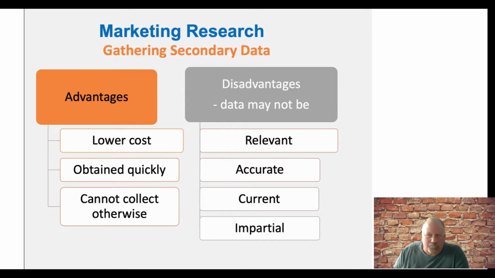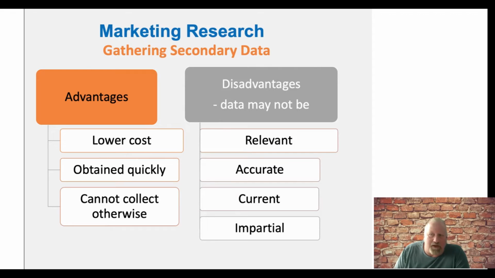One is it tends to be lower cost because we don't have to pay as much to gather this information. We don't have to put as many resources into it. We can often obtain it quickly because it's already available to us. We can just get it out there and work with it. But there is also information that we cannot otherwise collect that is secondary.